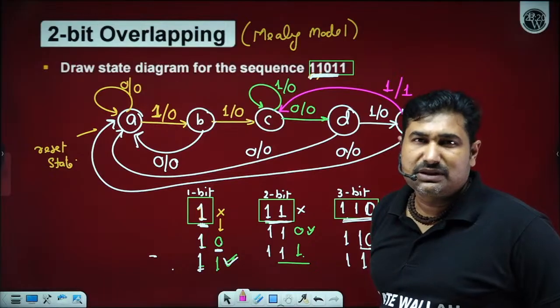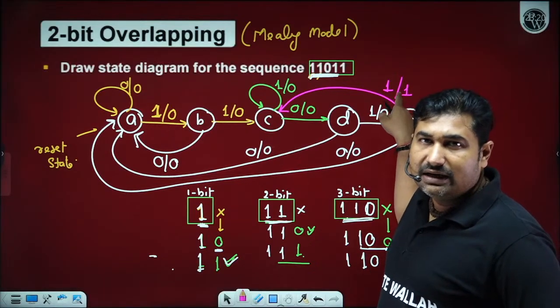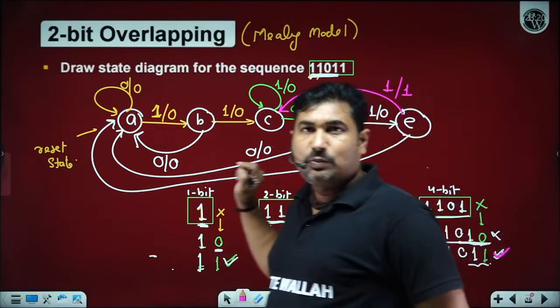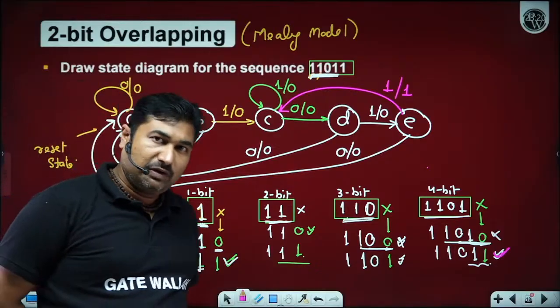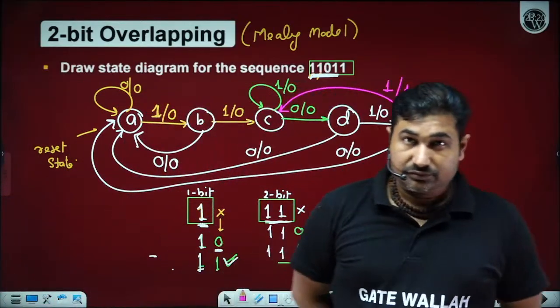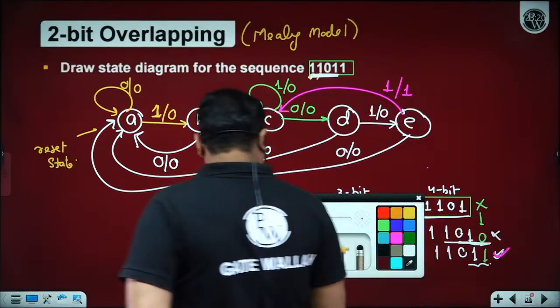You can easily observe the ending, and there is only one position where you are getting output logic 1. By observing that, you can conclude whether it is overlapping, non-overlapping, 1 bit or 2 bit overlapping. And also you can detect the sequence. What is the sequence detector here?